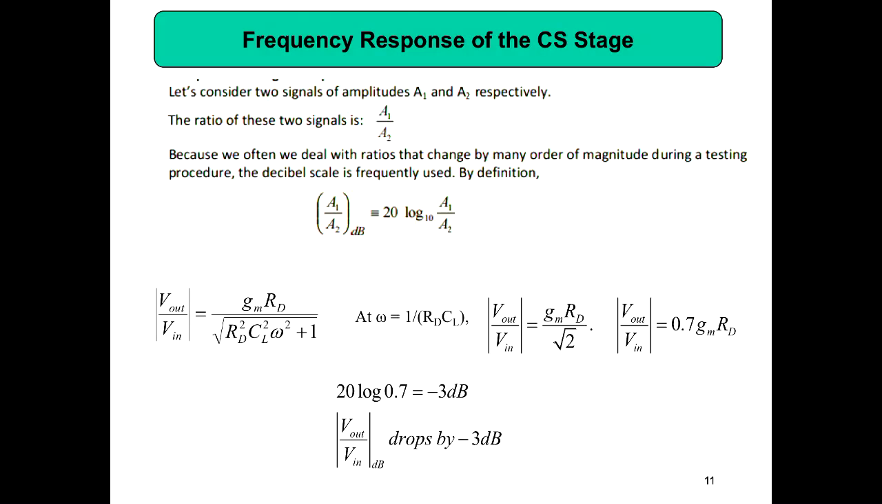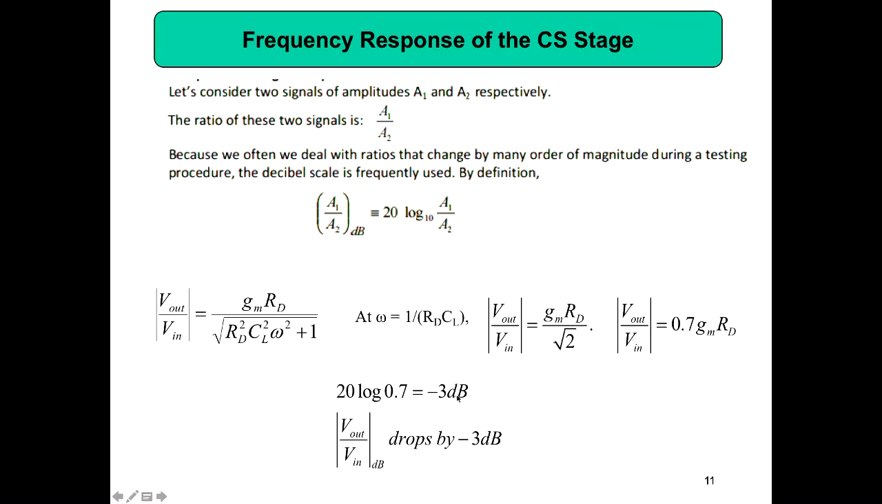That is also the reason for the frequency response: the changes are big, so we use A1 by A2 in dB, which is equal to 20 log A1 by A2. That's why we get a logarithmic response. Here we are getting V out by V in from the previous expression, gm RD by root of RD square CL square omega square plus 1. At omega equal to 1 by RD into CL, what you get is gm RD by root 2, which is equal to 0.7 times gm into RD. That is the gain decrease at 1 by RD into CL. If you take the logarithmic value, 20 log 0.7 is equal to minus 3 dB. So that's how we get to this idea of minus 3 dB.